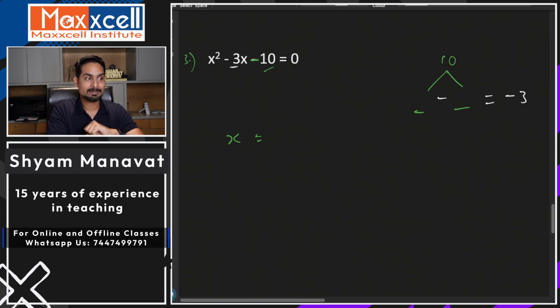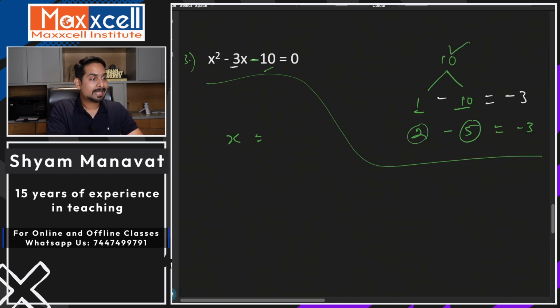So 10 can be divided into two values, amongst what? I can say 1 and 10, which is minus 9. I can say 2 and 5, that's minus 3, correct? So the two numbers satisfying the condition here are 2 and 5, since 2 into 5 gives us the constant term, which is 10, and 2 minus 5 gives us minus 3, which is the coefficient of x. Clear? Now it's time to write the answer. You got the answer: x is equal to minus 2 and x is equal to plus 5.